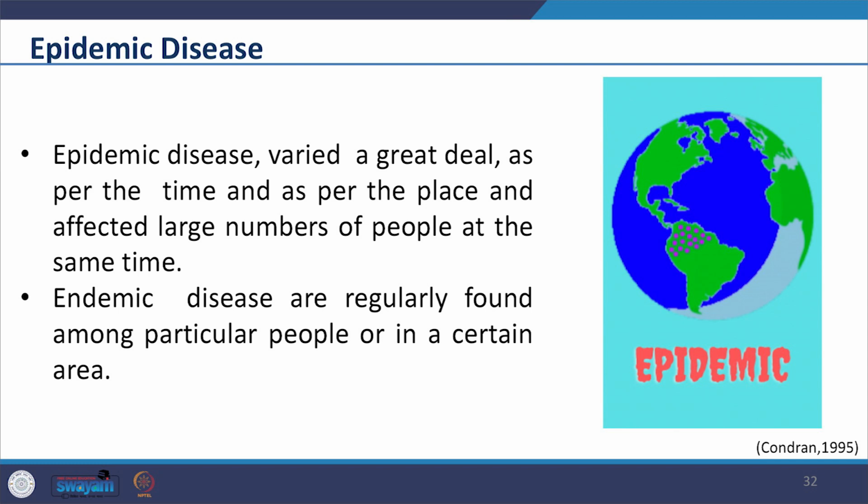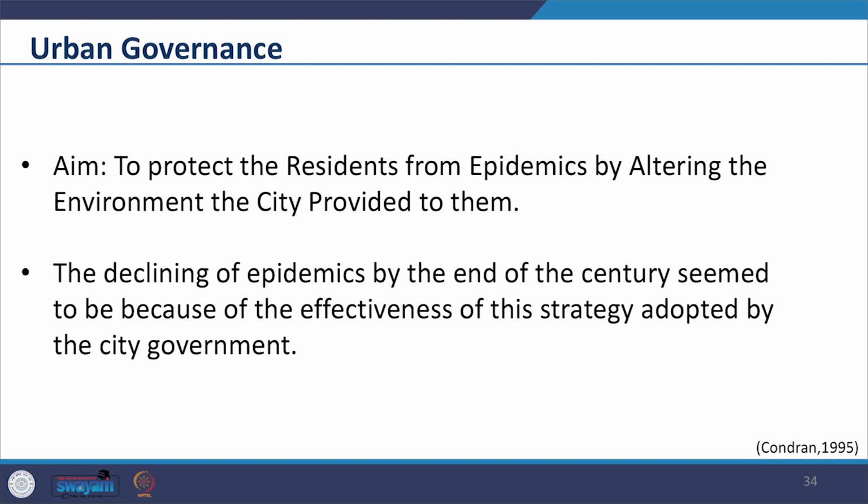We see that we have different explanations and responses compared to endemic diseases. Endemic diseases are regularly found among particular people or in a certain area. We see that public interventions had a greater role to play than private activities. We also see the role of urban governance. The city government responded to the epidemic disease through a series of activities that changed the course of the 19th century. It aimed to protect the residents from the epidemics by altering the environment the city provided to them. The decline of epidemics by the end of the century seemed to be because of the effectiveness of this strategy adopted by the city government.